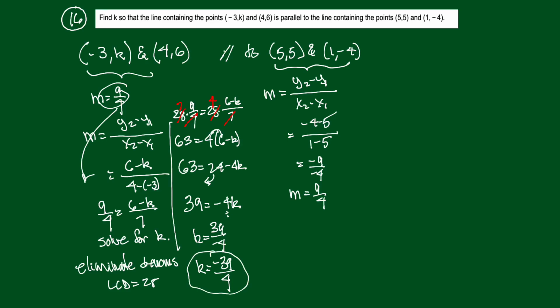Now, just in case the answer has to be written as a decimal, you don't know because they didn't really tell us, I'll just go ahead and make this division. So it's going to be, k will be negative 9.75. That's what my calculator shows.